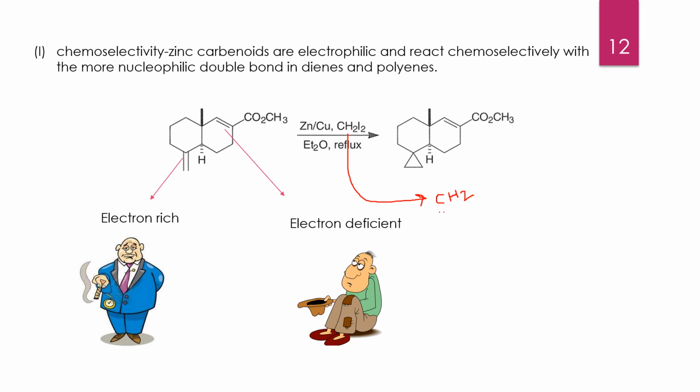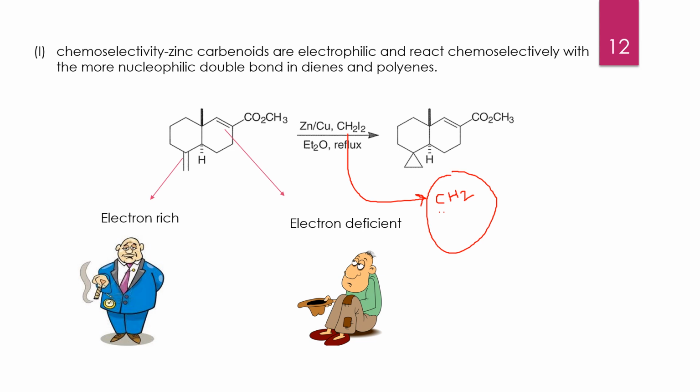So it will generate a CH2 carbene. Now the question is, there are 2 double bonds, one here and one here. So why will it add? There will be a selectivity, because both the double bonds are not the same in nature, both are different. So why will it get attacked?